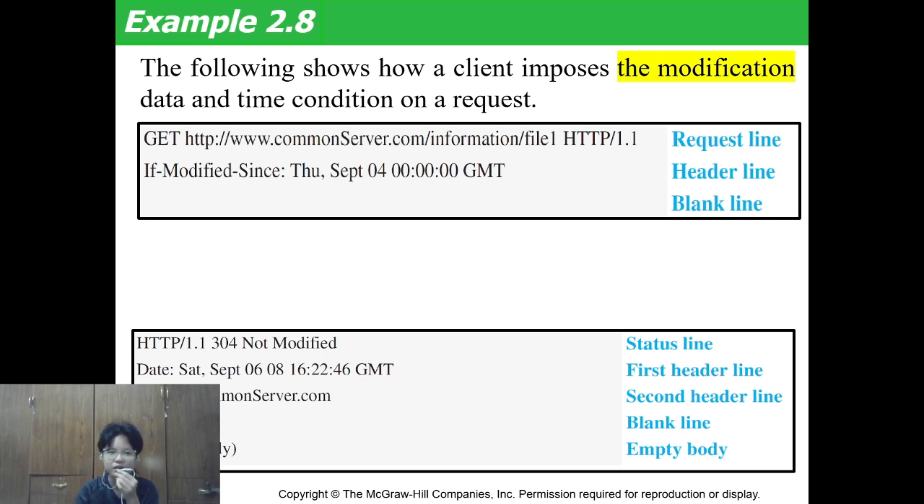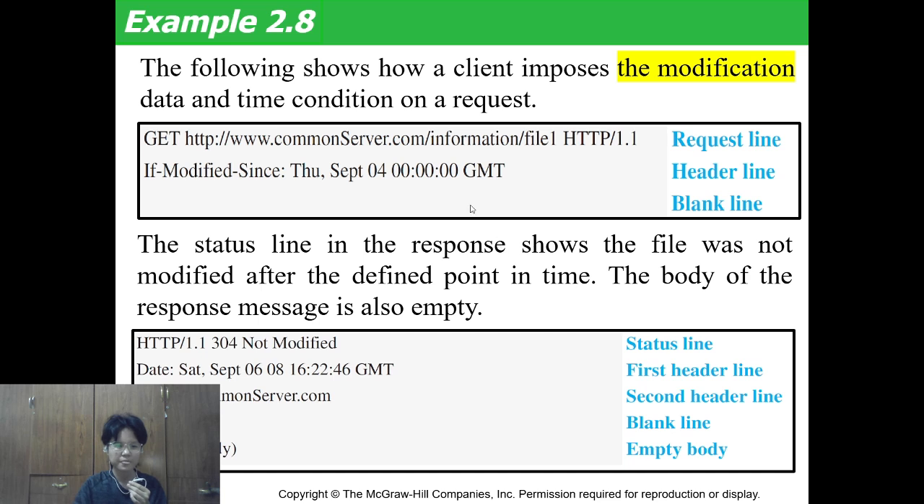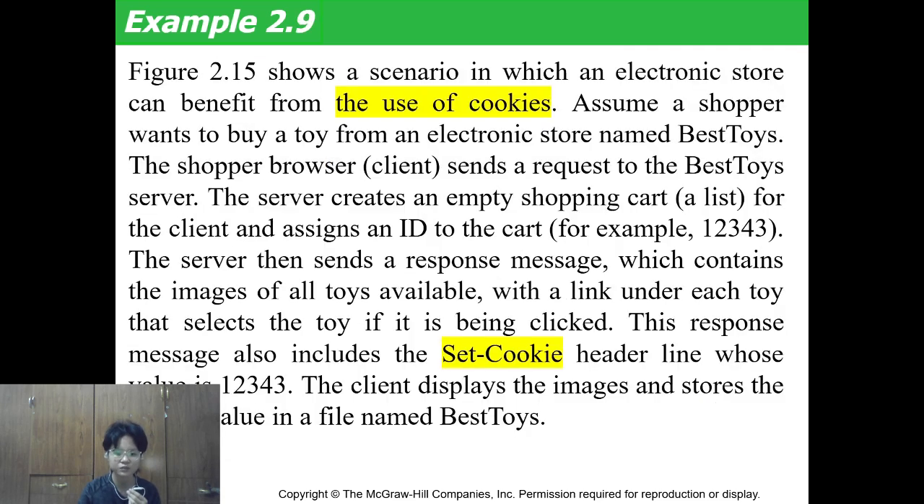Example 2.8. The following shows how a client imports the modification date and time condition on a request. The request is GET and the response uses HTTP. The status line in the response shows the file was not modified after the defined point in time. The body of the response message is also empty.